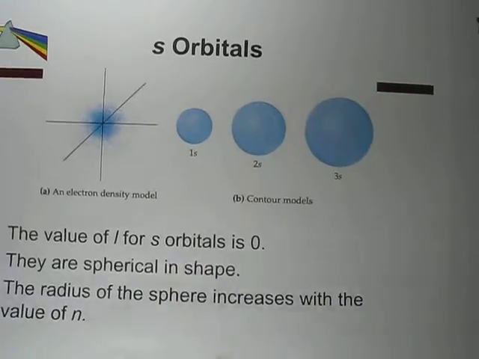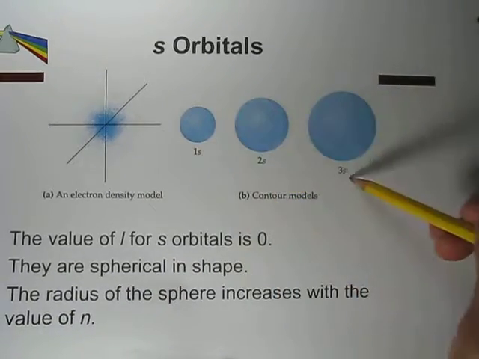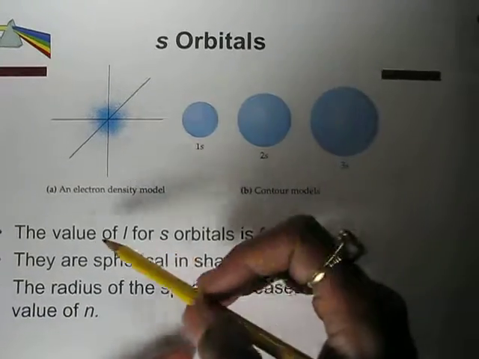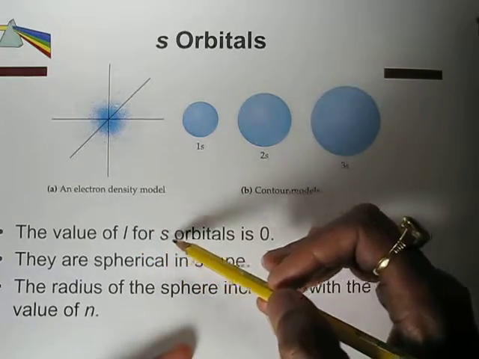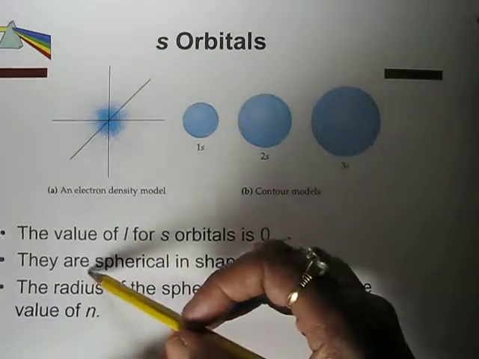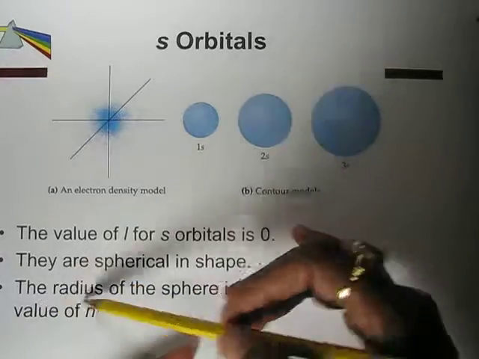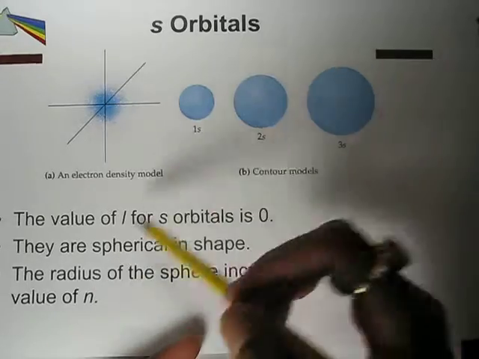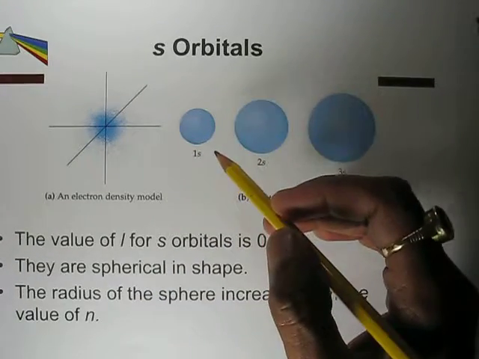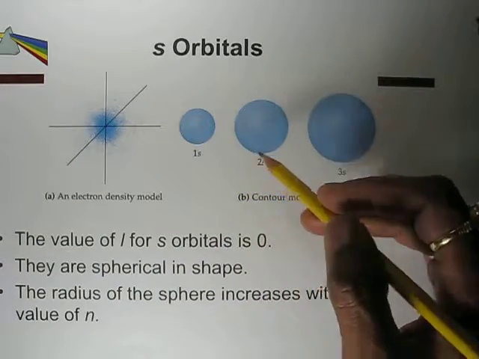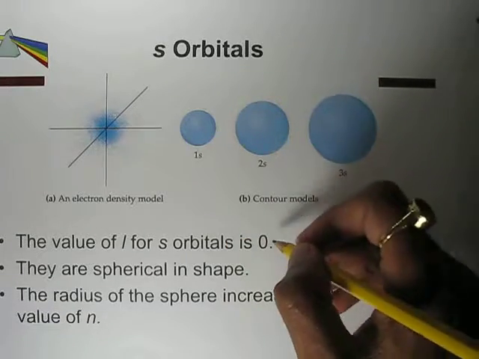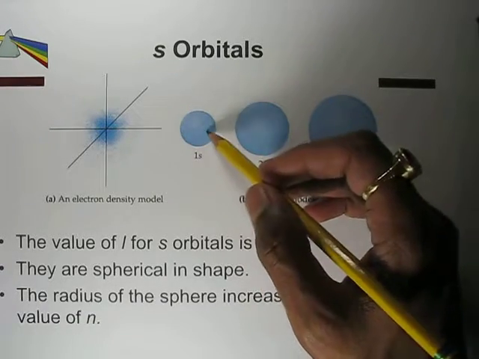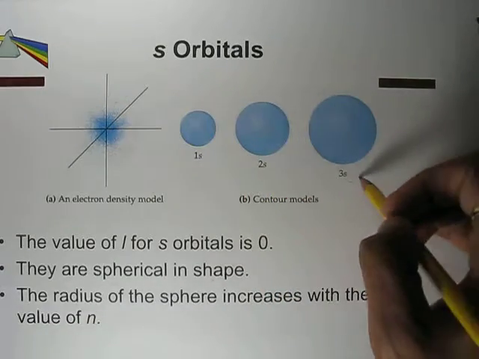So s orbital could be 1s, 2s, 3s, and s orbital is always spherical in shape. So the value of small l for s orbital is 0, and they are spherical in shape. The radius of the sphere increases with the value of n. If small n is equal to 1, so small l will be 0, and the shape of the s orbital will be smaller compared to 2s and 3s.